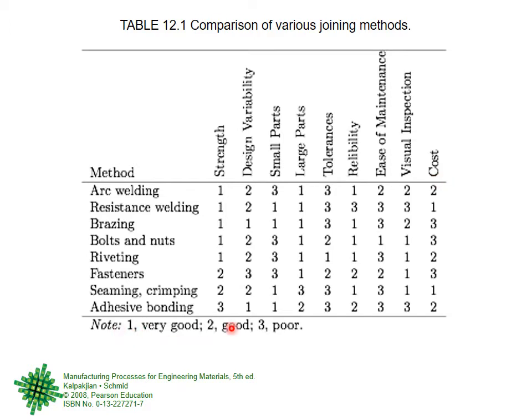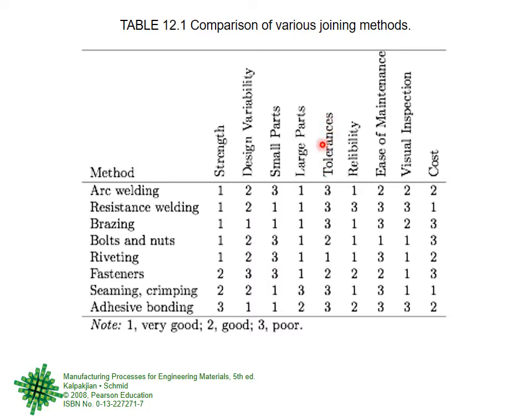And here the legend: 1 is very good, 2 is good, 3 is poor. They are going from only 1 to 3. Sometimes it is 1 to 5, but it is very good, good, and poor. So for example, if you want to go for strength, then welding, brazing, bolts and nuts, riveting, they are the highest level in strength. Fasteners and crimping and so on are second level, and adhesive bonding is the weakest because it can be broken more easily, and so on and so on.